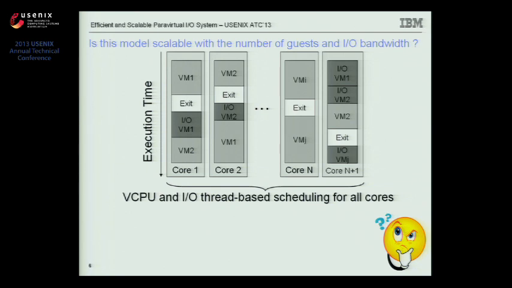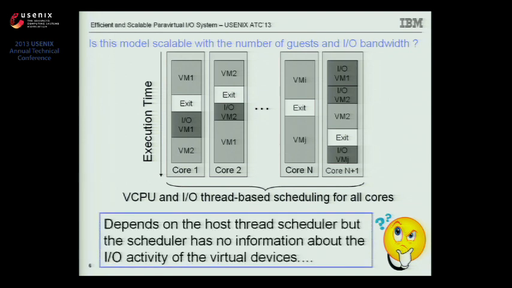Now, let's see how this model scales when we have a lot of cores and a lot of I/O bandwidth to virtualize. We have many, many cores running many threads. Some of them will be responsible for the execution of virtual machines. Some of them will be responsible for processing I/O. We will have all these exits for the notifications. So we can start inducing here that something is not going to scale.